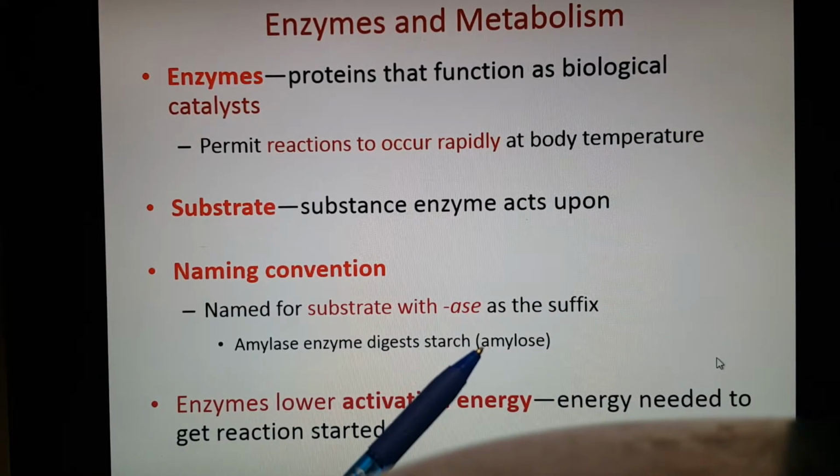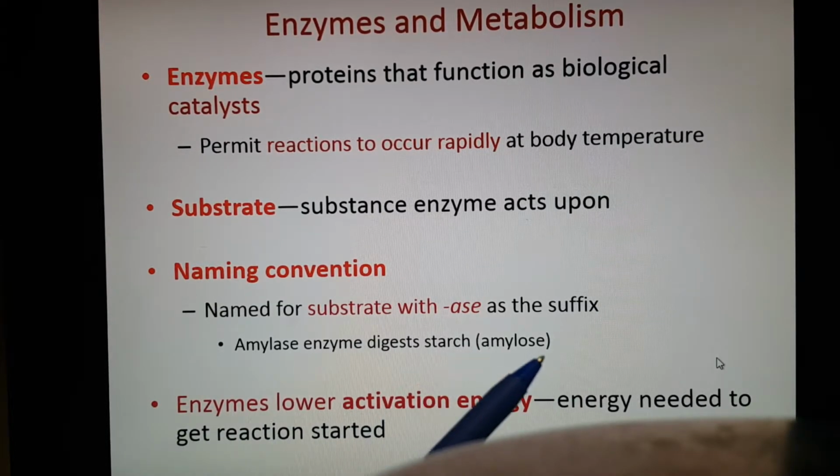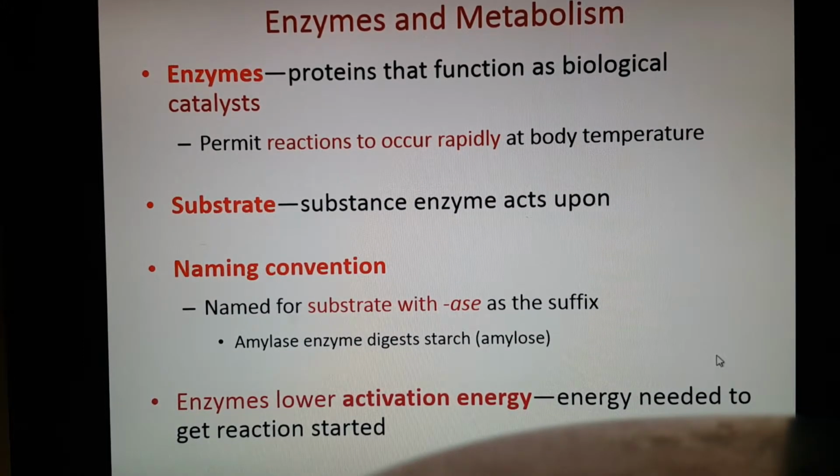So the enzyme breaks down starch, which is another way of saying amylose. The -ose is for sugar, another way of saying starch. So the amyl part is the starch, and then the -ase part tells us that it's an enzyme.